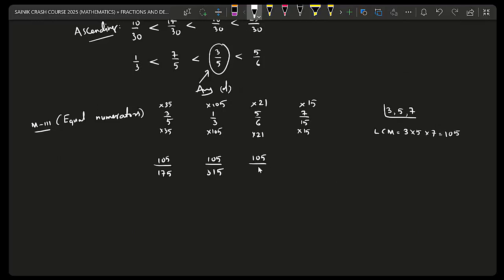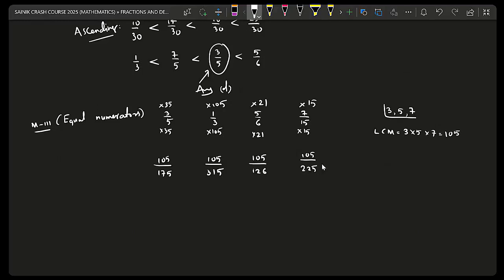105 by 21 into 6. Quickly. 21 into 6. Sir, 126. And next one, 105 by 15 into 15, that is 15 square. Do you remember squares? Sir, 225.